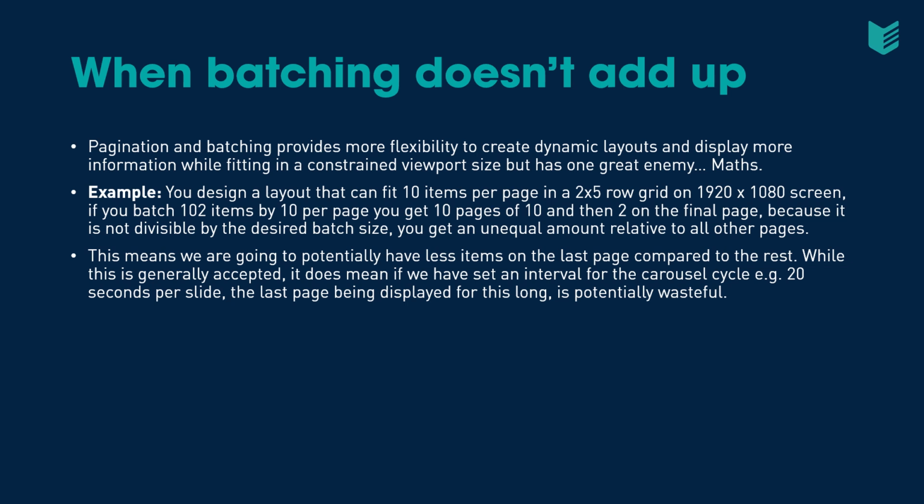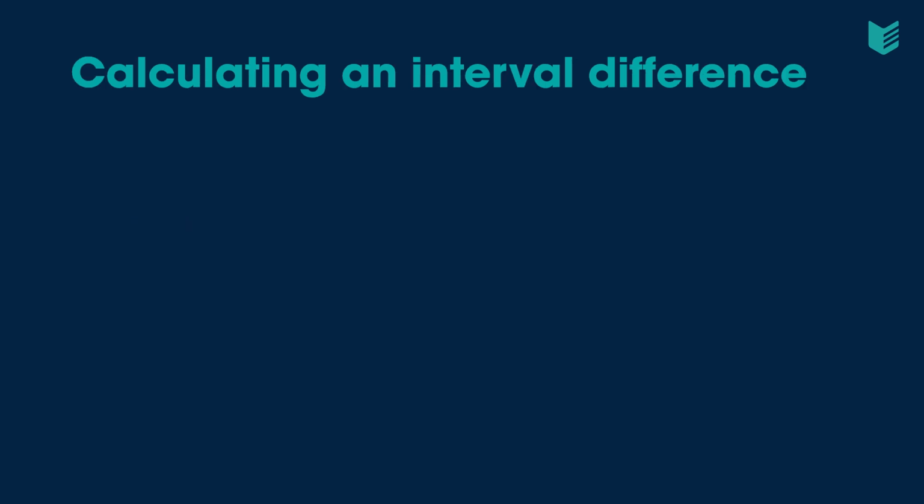In the example, we've set 20 seconds per slide, and the last page only has 2 items. Now, setting 20 seconds is probably a bit wasteful. So the question arises, can we calculate a different interval for that last page? Because we don't necessarily want it showing for 20 seconds.